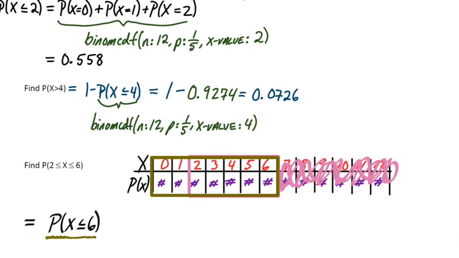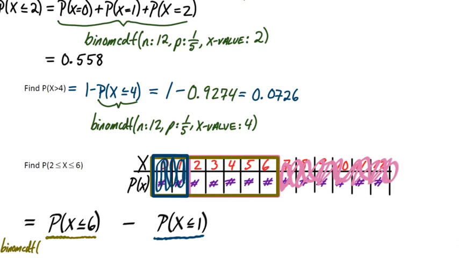But then I really want to throw away these 2 cases, the 0 and the 1 case. So once I get this answer, this big gold box here, which represents a bigger probability, I can subtract the probability that the kid gets 0 or 1 questions correct. So I can put that in a blue box. I can subtract that part, and both of these I can get with the binomial CDF command. So we can start with binomial CDF up to 6, get that answer, minus the binomial CDF up to 1.